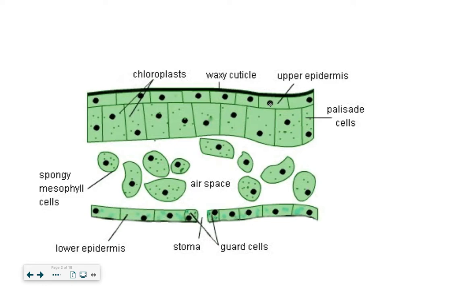Furthermore, the upper and lower epidermis provide structural support. Notice the lack of chloroplasts in those cells because their primary function is to secrete the waxy cuticle, which is the water impermeable layer that is always thicker on the top of the leaf to prevent water loss.